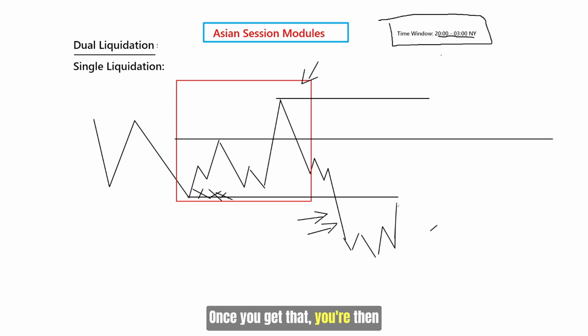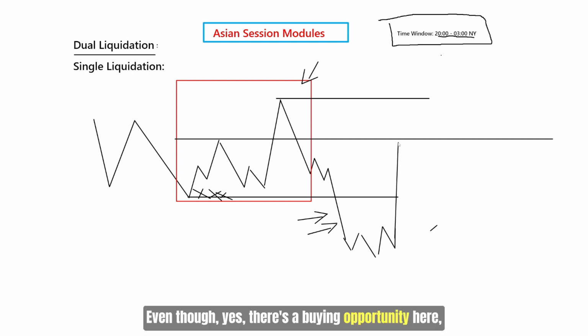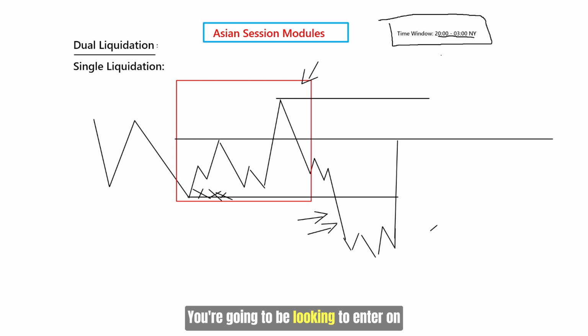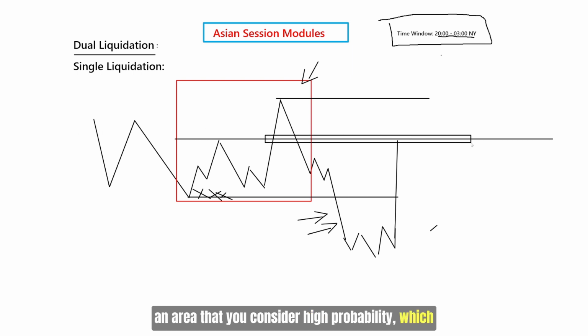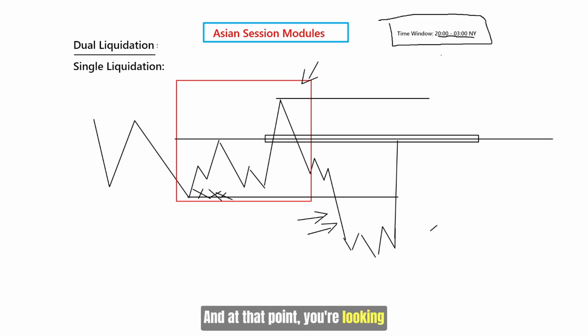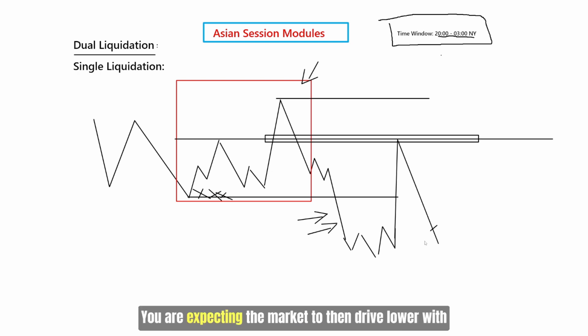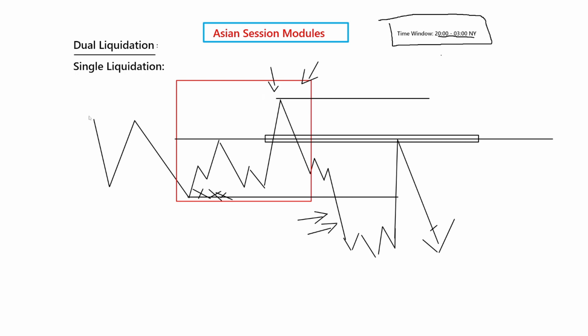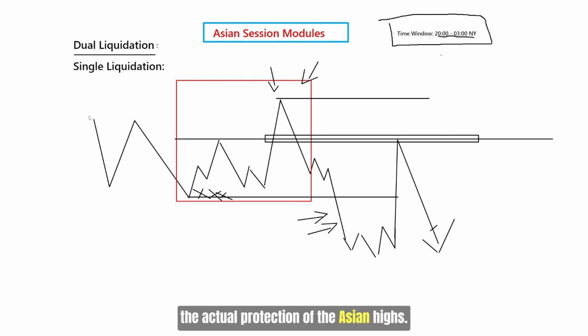Once you get that, you're then going to look for a pullback. Even though, yes, there's a buying opportunity here, you're still expecting only a pullback to form. You're going to be looking to enter on an area that you consider high probability, which for me tends to be fair value gaps. And at that point, you're looking for the short position to unfold. You are expecting the market to then drive lower with the Asian high being protected on this particular day. And it has nothing to do with the actual protection of the Asian highs. It has all to do with the liquidation module being a single liquidation.